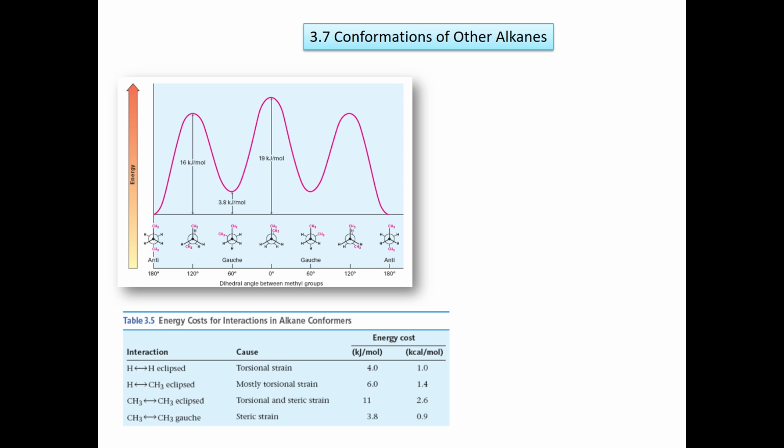Okay, but as a general rule, anti is always the lowest energy, syn is always the highest energy. Remember, anti is when the two big substituents of each carbon are 180 degrees one from the other. Syn is when the two big substituents are in an eclipsed position.